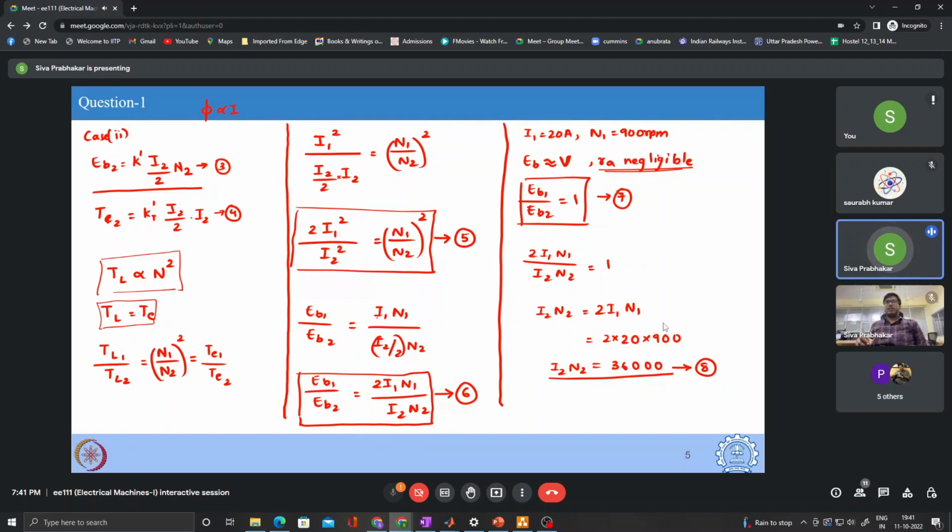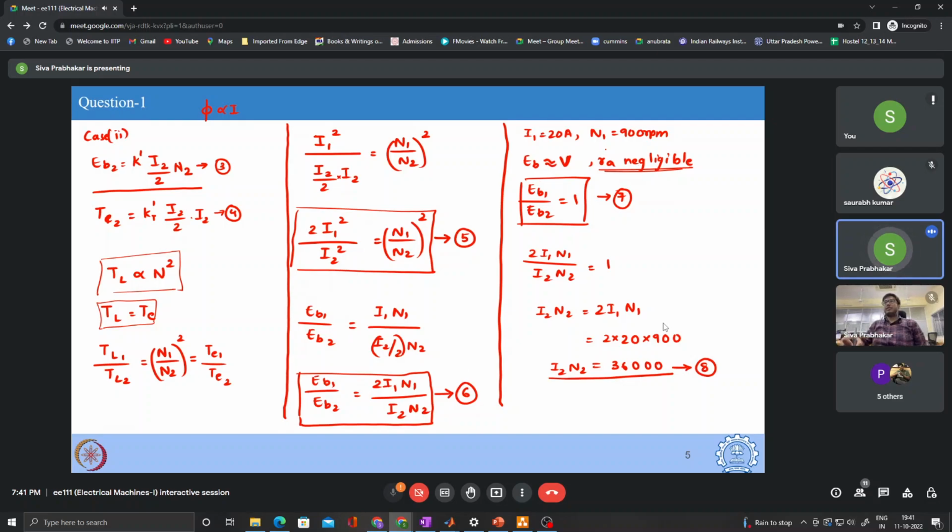And earlier we have written an equation connecting the back EMF, the field current, as well as the speed. So if you take the ratio, the constant of proportionality will go. So EB1 by EB2 will be nothing but I1 N1 by I2 by 2 into N2, because the current is now half. So we can write it as this particular expression, which is relating the back EMFs with the two currents as well as the two speeds.